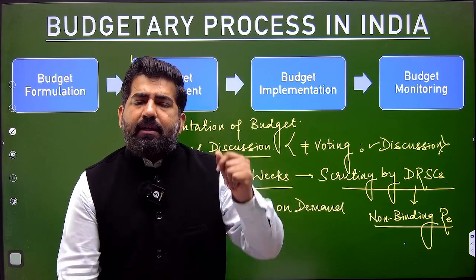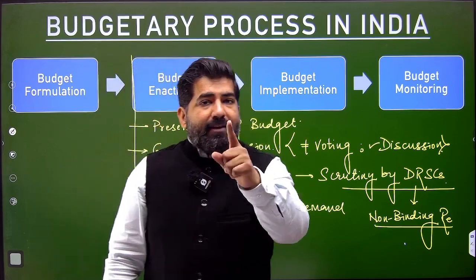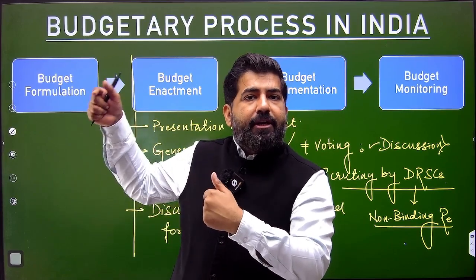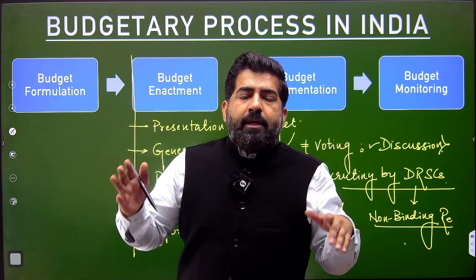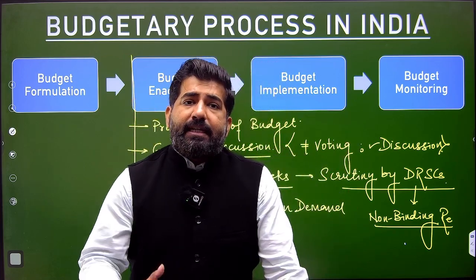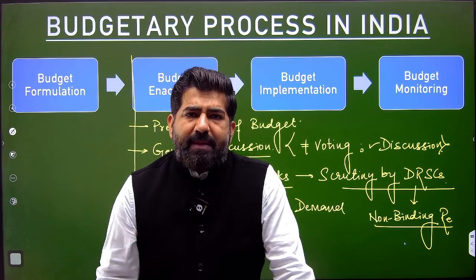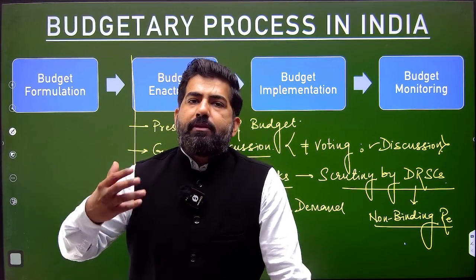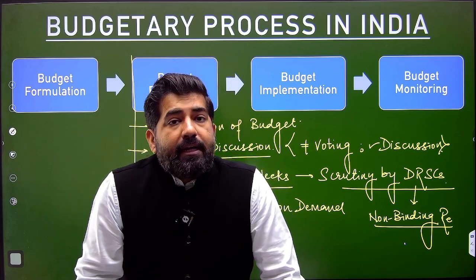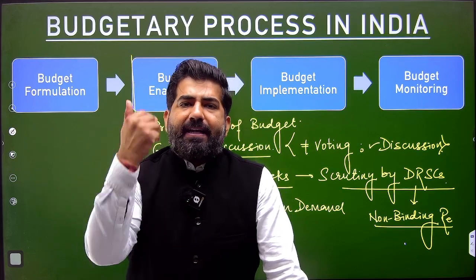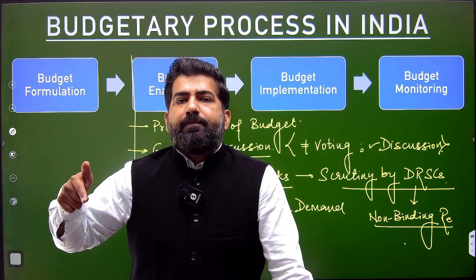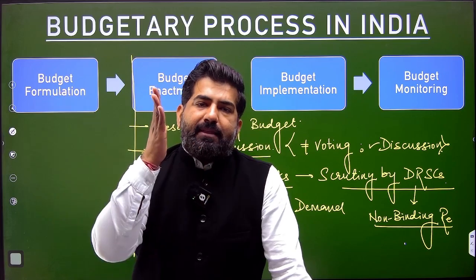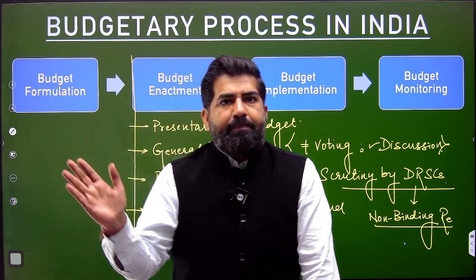When a demand for grant has to be introduced, it requires the prior recommendation of the president, Article 113. Clear? Now, when it is put to discussion, the members didn't find any problem, so what happened? Voting happened. So there was voting upon the demand for grant, passed. Second demand for grant introduced after the recommendation of president, discussed by the members, put to vote, passed.